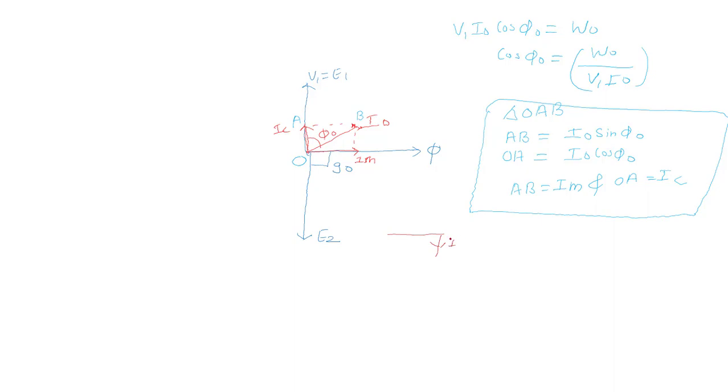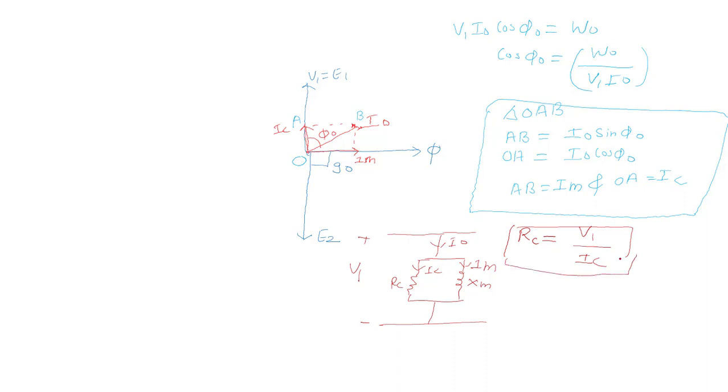Here I0 is coming, there is a resistance RC, the core resistance, and the magnetizing reactance is XM over here. The corresponding current is IM, and here the current is IC, and the vector sum is equal to I0. This is the voltage that we have applied, the rated voltage V1. So RC equals V1 upon IC. Now V1 is known, IC is known, so we can easily find the core resistance.